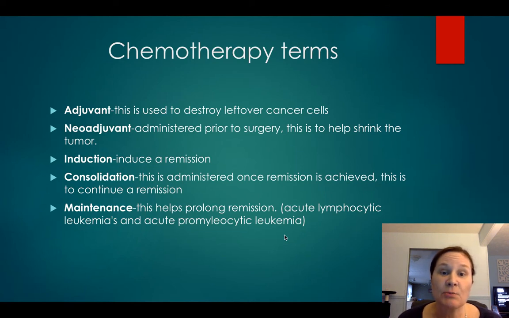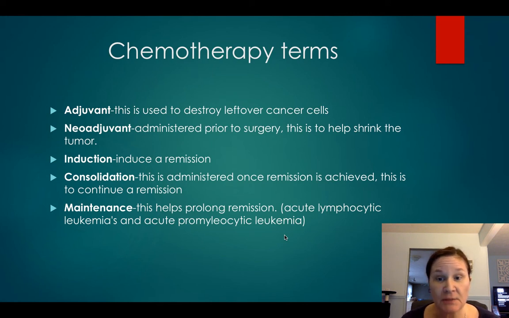Neoadjuvant is administered prior to surgery. This helps shrink the tumor. For instance, if you had a patient that had a big tumor size in their breast, and you want to shrink that before they do the surgery, that way you're doing less invasive surgery on the patient. Induction chemotherapy is to induce a remission. Consolidation is administered once remission is achieved.